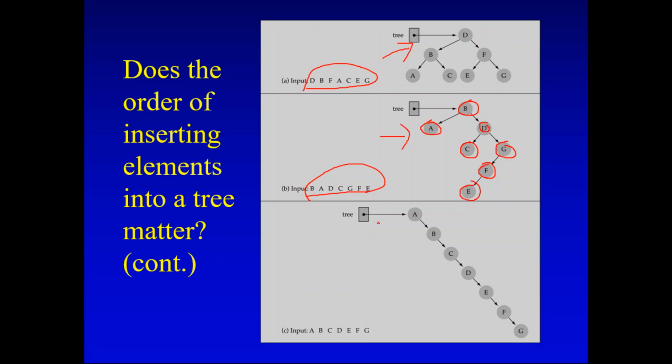Okay. But if the inputs are something like this, A, B, C, D, E, F, G, in ascending order, then you will get a skewed tree. So this tree, you can see it is skewed on the right side.